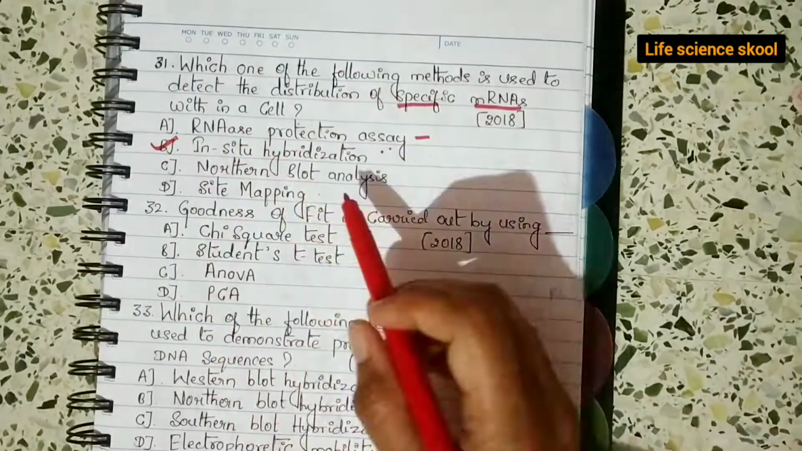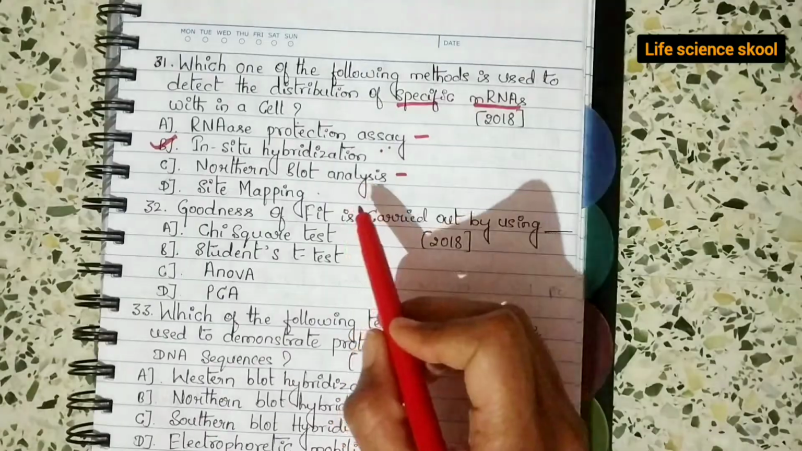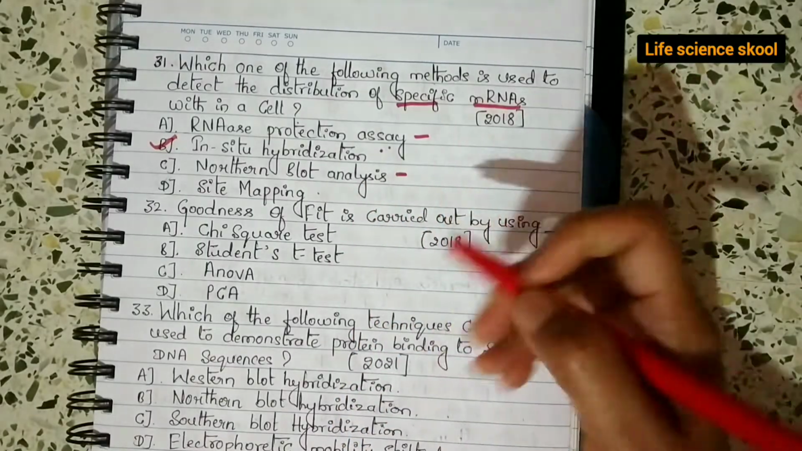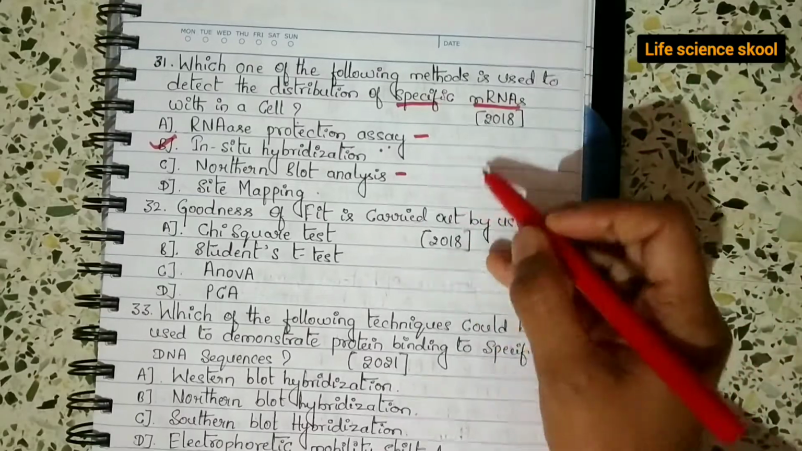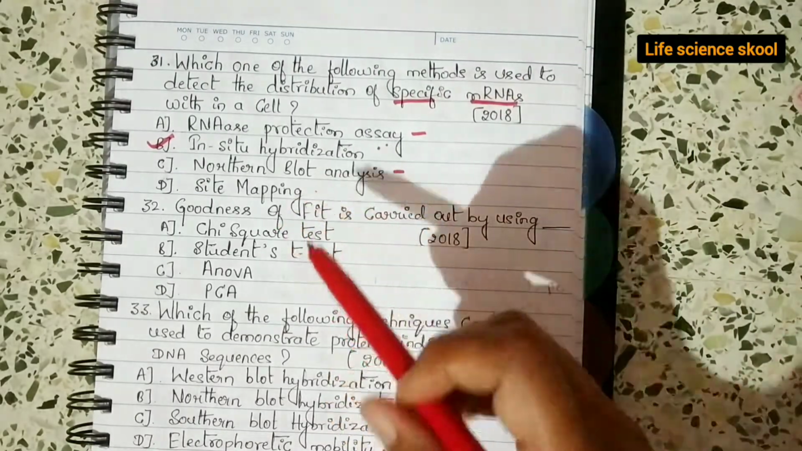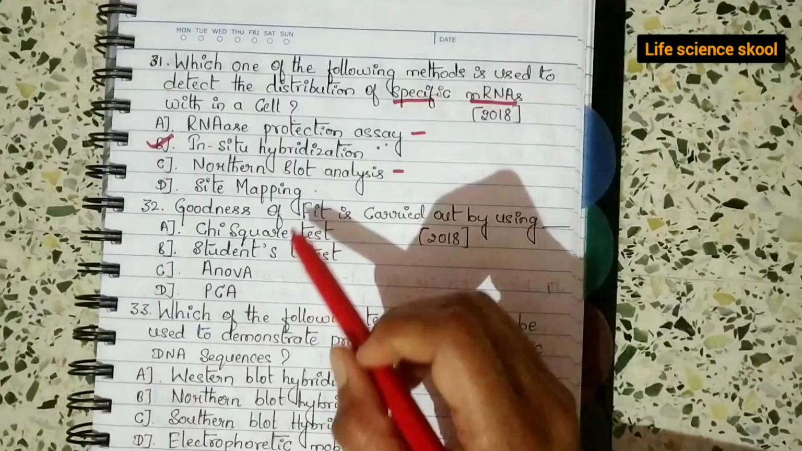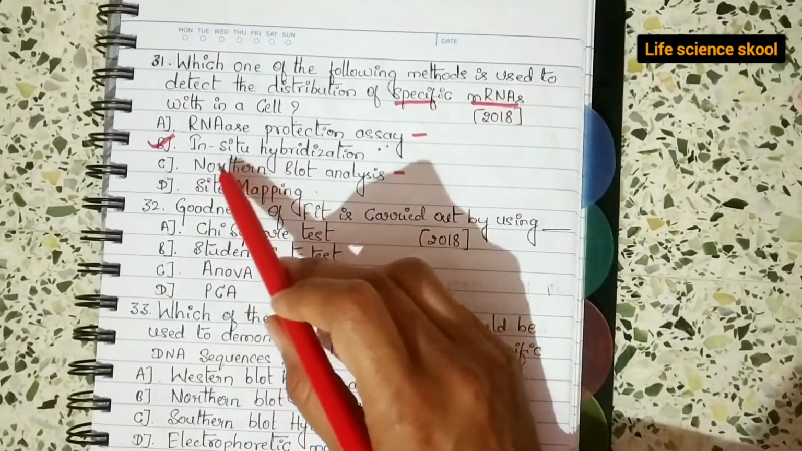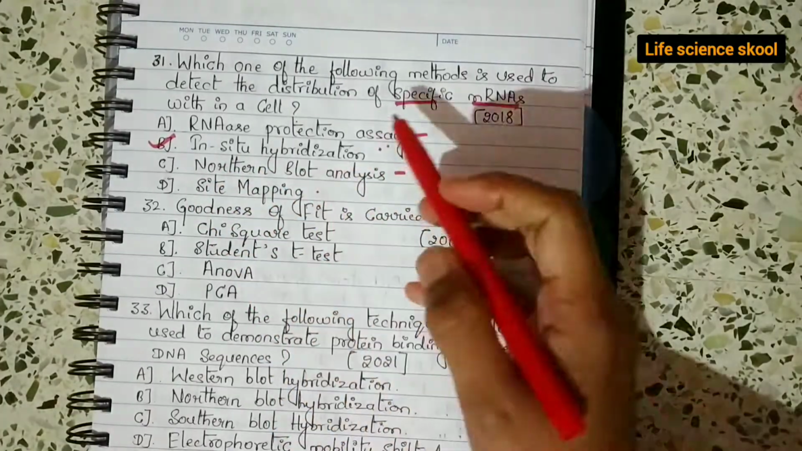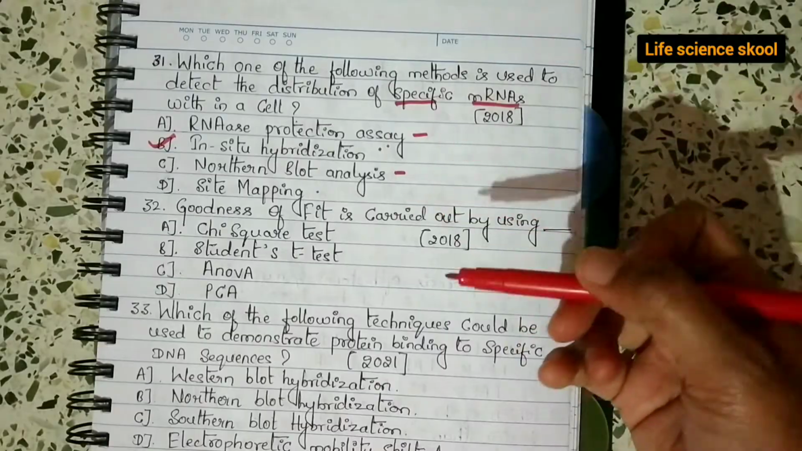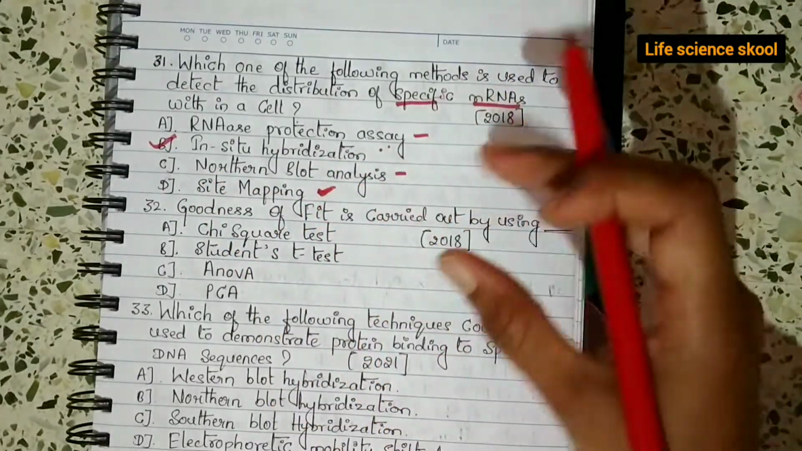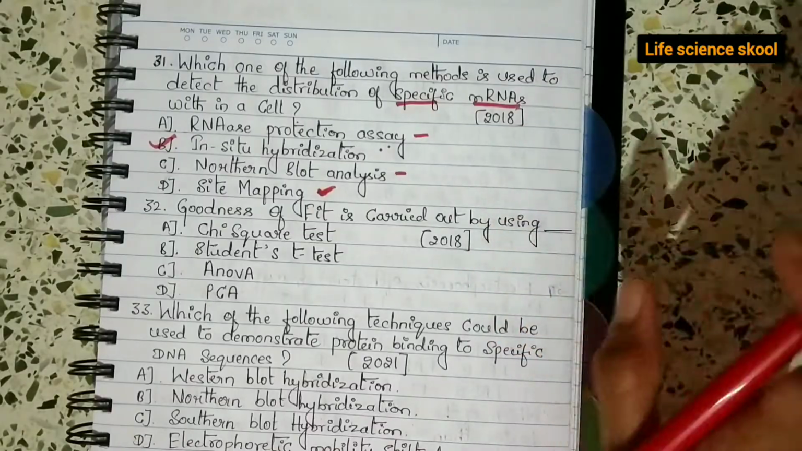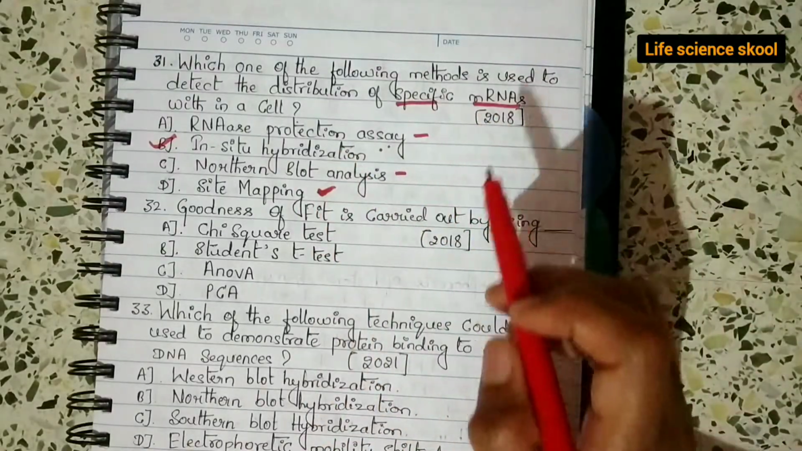That is option B. And as we all know, northern blotting is used to identify RNA in a mixture of a sample. Next the last option, site mapping. We have two types of mapping, that is gene mapping and physical mapping, but I have no idea about this site mapping. I guess this term is not related to this topic. So option B is the correct answer.